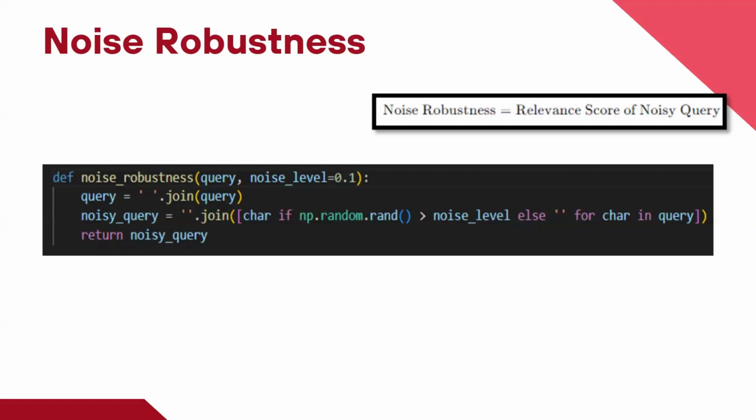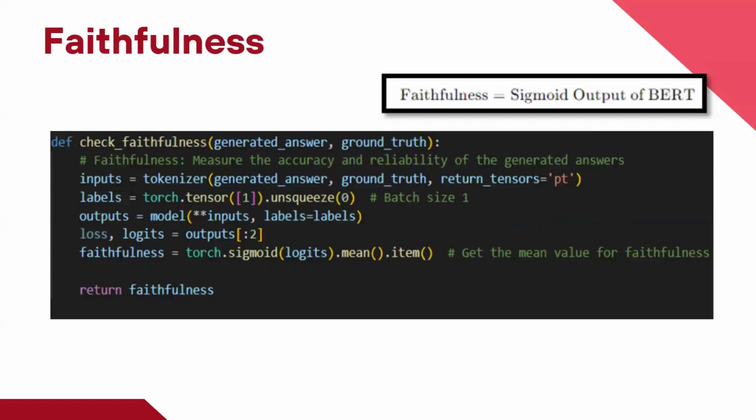Now coming to the faithfulness. It is measured using BERT for sequence classification. The generated answer and ground truth are input to BERT, and the faithfulness score is derived from the model's output logits. So let's define a function named check faithfulness that takes two arguments, generated answer and ground truth. Now using a tokenizer, that is the BERT tokenizer initialized earlier, encode both the generated answer and ground truth into input tensors suitable for the model. The return tensors equals pt argument specifies that the output should be in PyTorch tensor format.